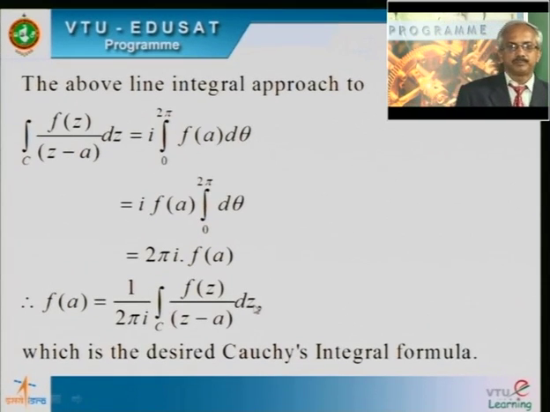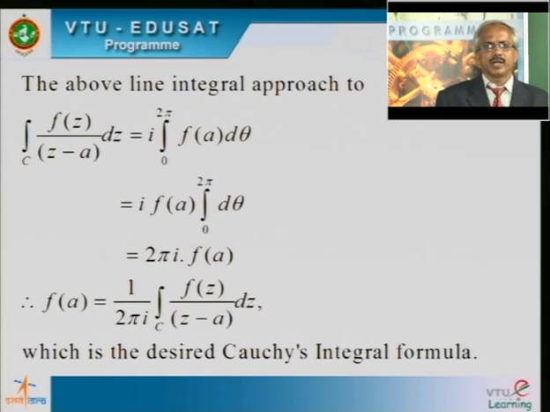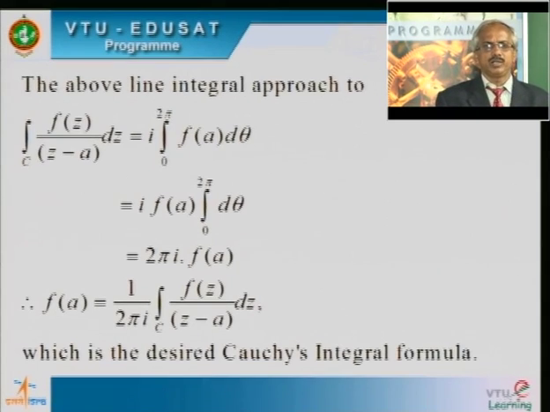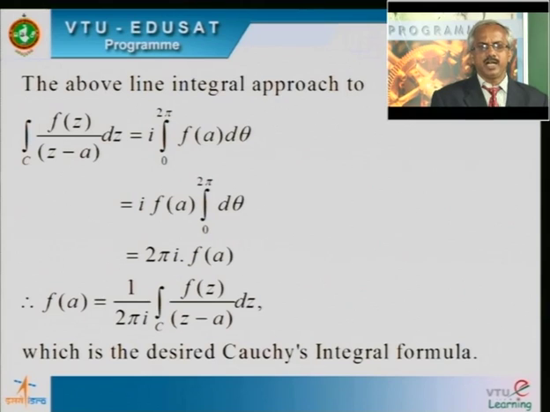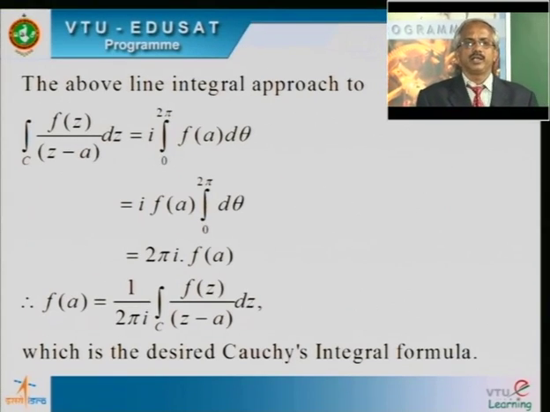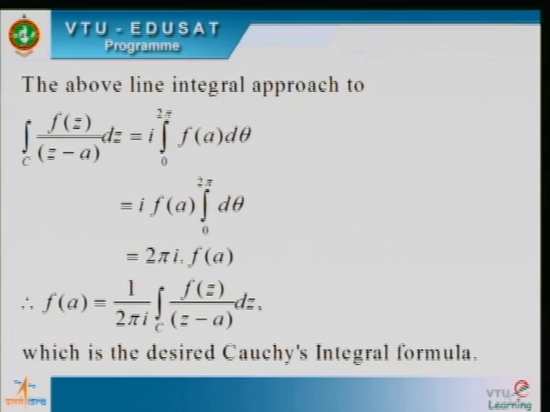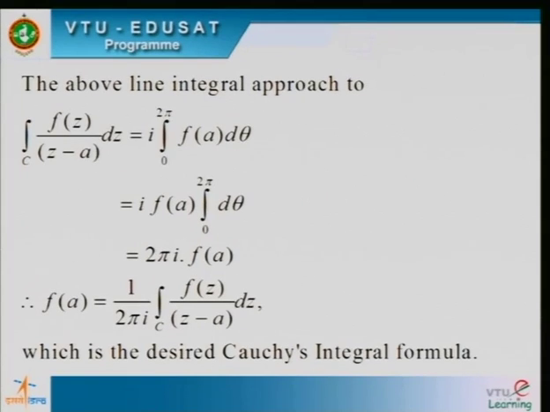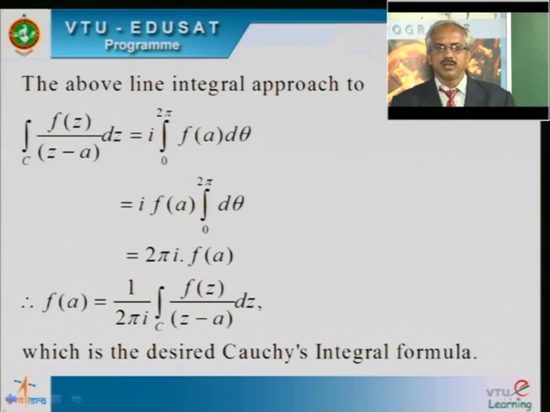So this shows that we can determine the value of the function f of z, because it is analytic everywhere in the closed curve, and if a is a point inside, we can find the value of the function f of z at the point a in the form of 1 by 2 pi I times the integral along the curve C of f of z divided by z minus a dz, which is the desired Cauchy's integral formula.